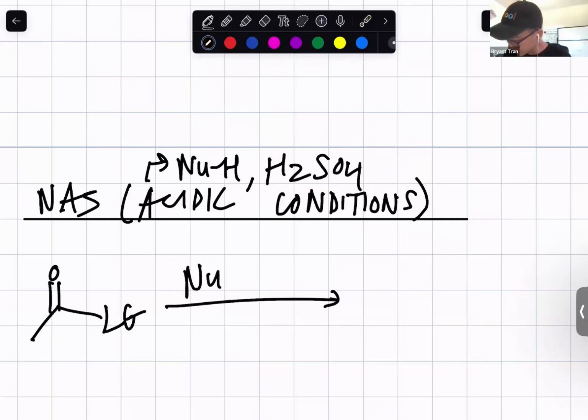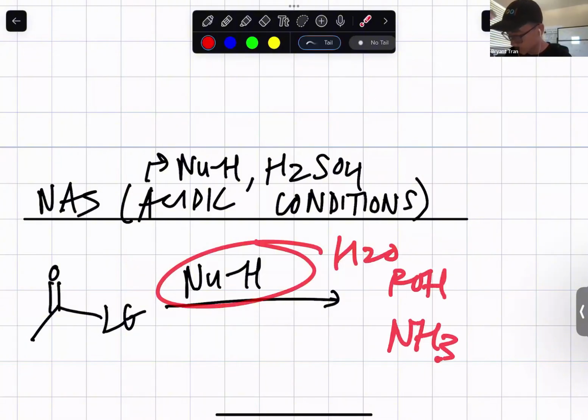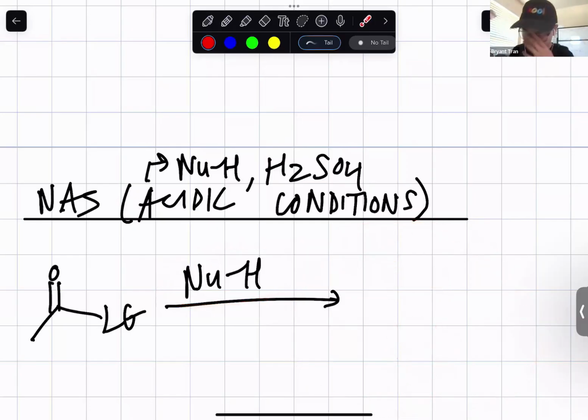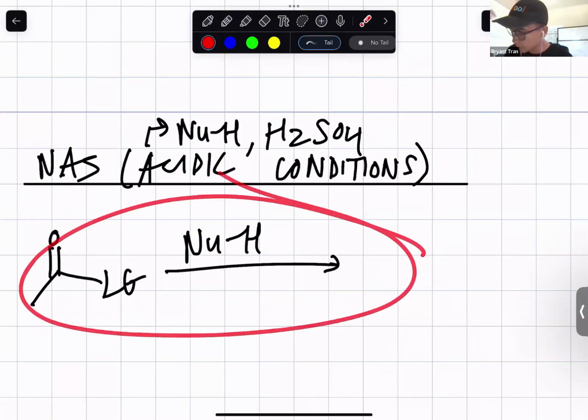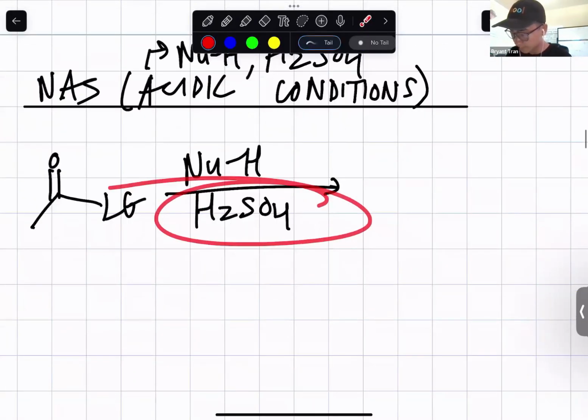Okay, so this nucleophile with the proton could be water, it could be alcohol, or it could be an amine, or it could be a carboxylic acid, right? There's a lot of them, which we'll go over. But this is just a big idea for now. And we have a proton source, acidic conditions, H2SO4.